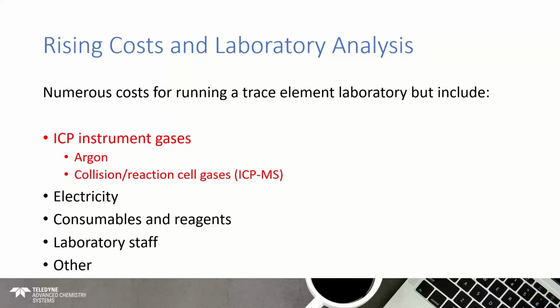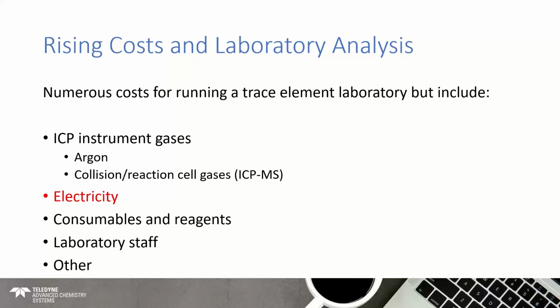For ICP-MS instruments, you also might have collision or reaction gases. You also might have additional gases, like you might add oxygen to a plasma, to an argon flow, if you've got a high carbon load that's going through your plasma as well. So operating gases for your ICP instrument are a key consumable here.